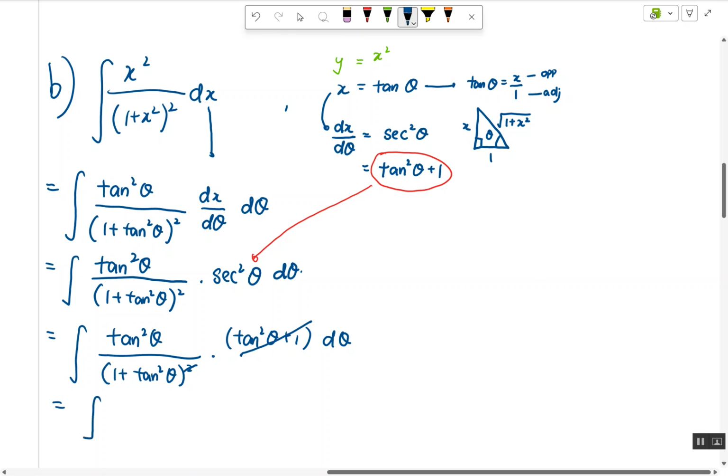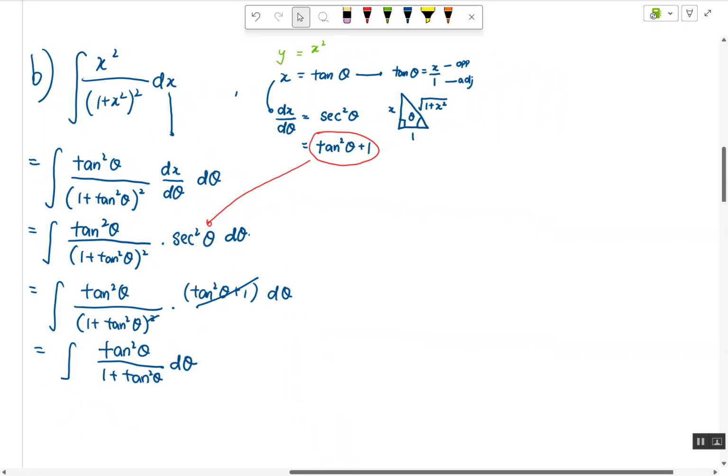The integral of tangent square theta over 1 plus tangent square theta d theta. Okay, so over here, you cannot split this because the denominator is 1 plus something. It's not like the numerator is 1 plus something. What is the next thing you have to do? Mathematical instinct. Okay, this is tangent square theta. Again, you look at this.